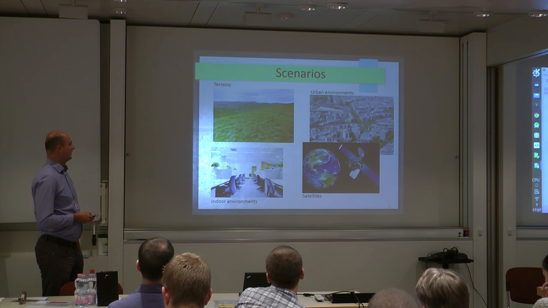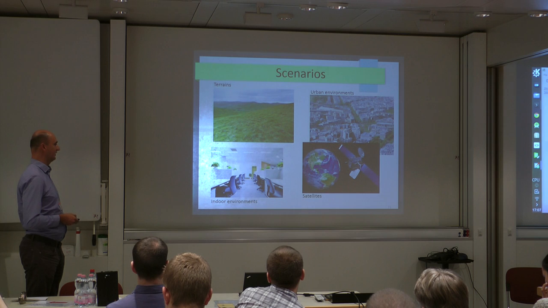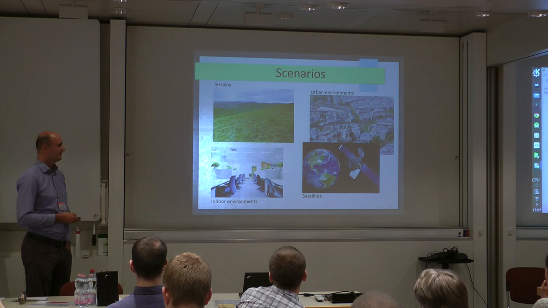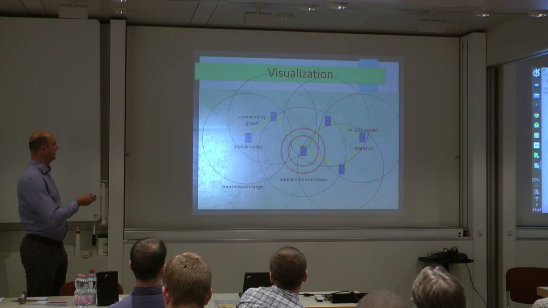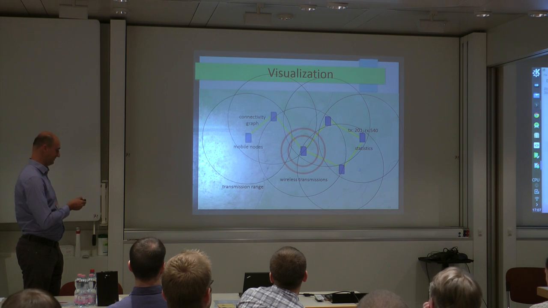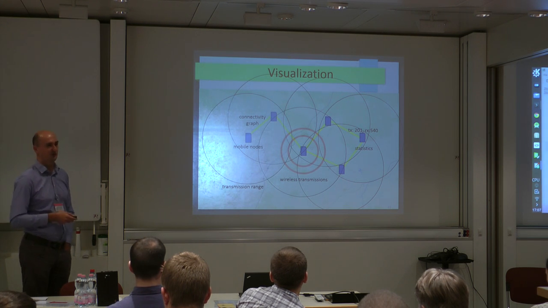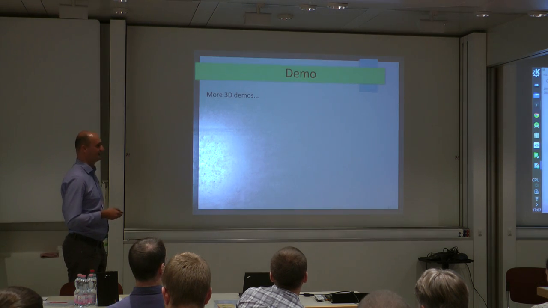So we can use this for realizing different scenarios like terrains, urban environments, indoor environments that we have seen, and also satellites. And we have written some more demos to show some of these. Visualization, yes, we want to visualize for wireless networks the wireless transmissions, the mobile nodes themselves, connectivity graph, transmission range, we know all this. And maybe some more. You'll see what the possibilities will be. So let's see some more demos.